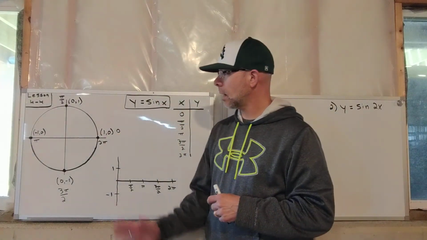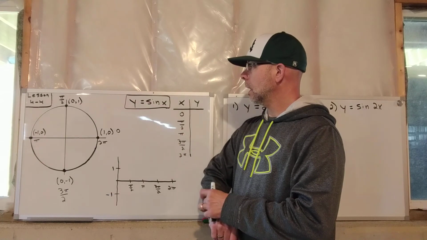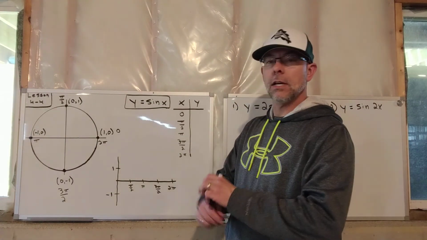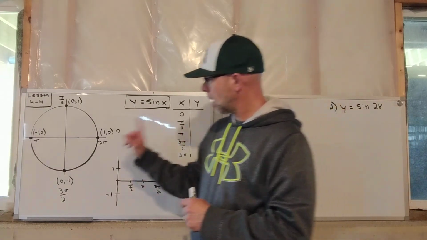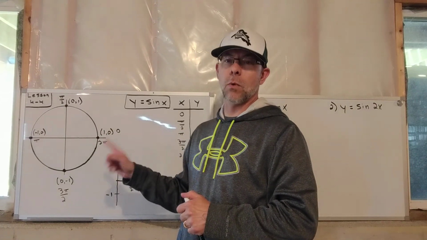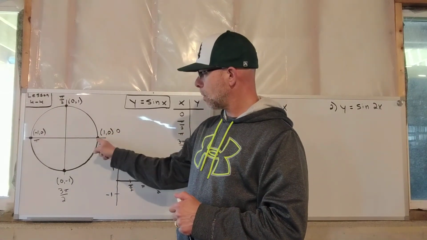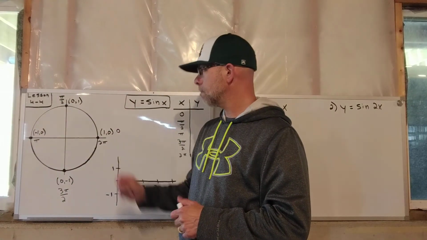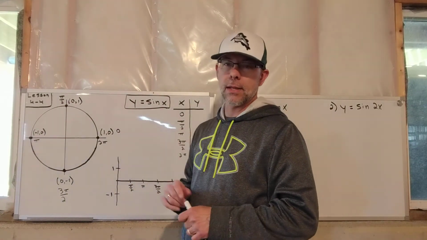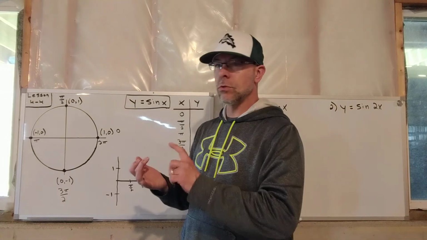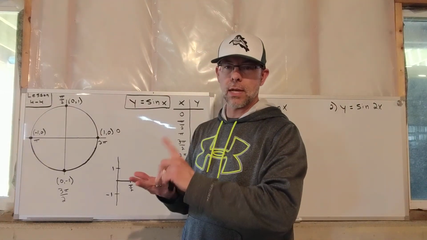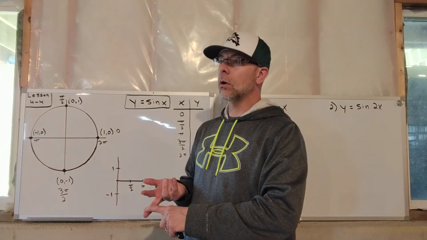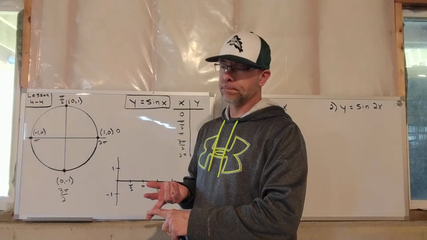What you see here on the left-hand board is I have a very abbreviated unit circle. I have only the things on there that I want, which are the key points at (1, 0), (0, 1), (-1, 0), (0, -1). And I have only radians labeled. And that's because when you do a graph of sine, cosine, and tangent, you only use radians.